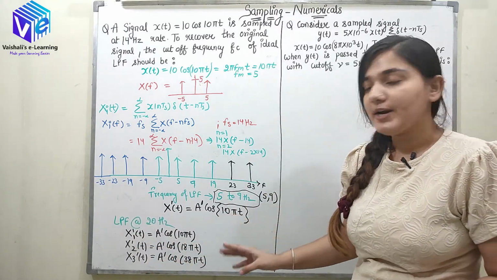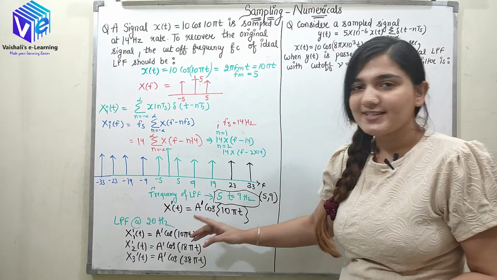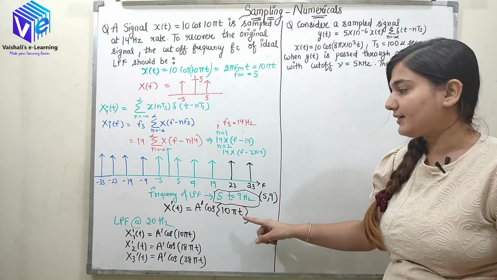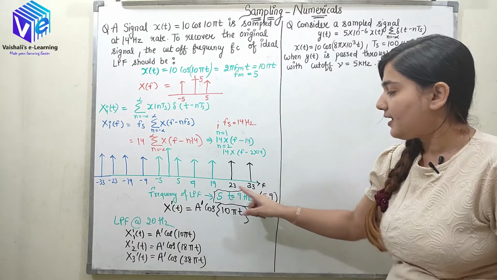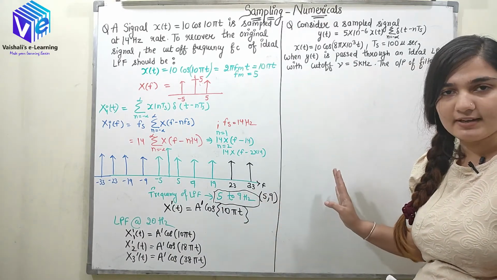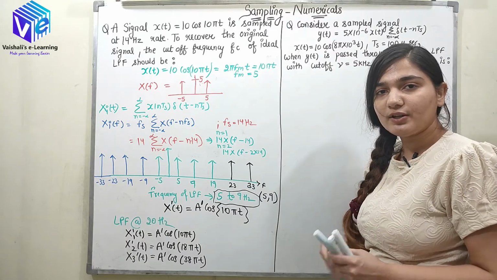So to avoid these three outputs, I just needed one output which is a dash cos 10 pi t. So at that time I'll be using the low pass filter in between this range. So the range would be in between 5 to 9. So now I hope you understood question number 1.